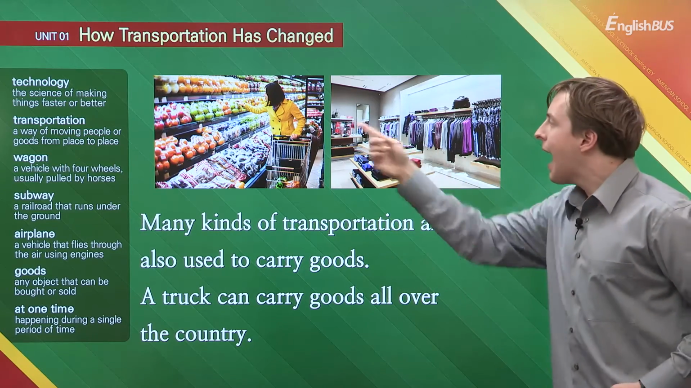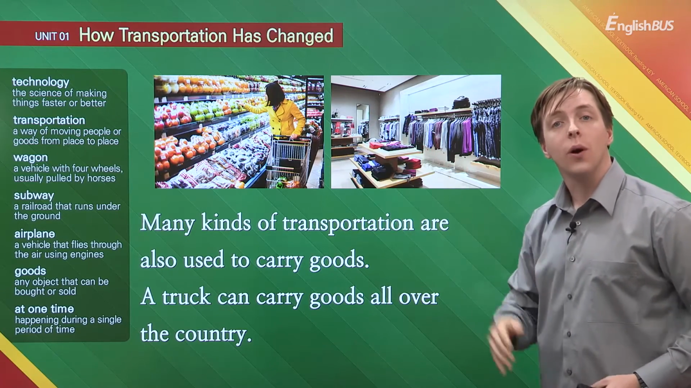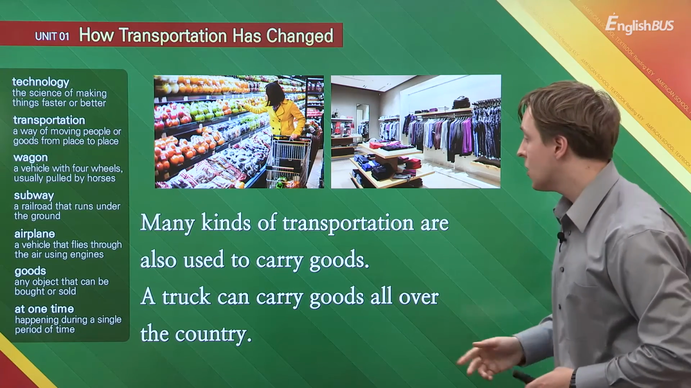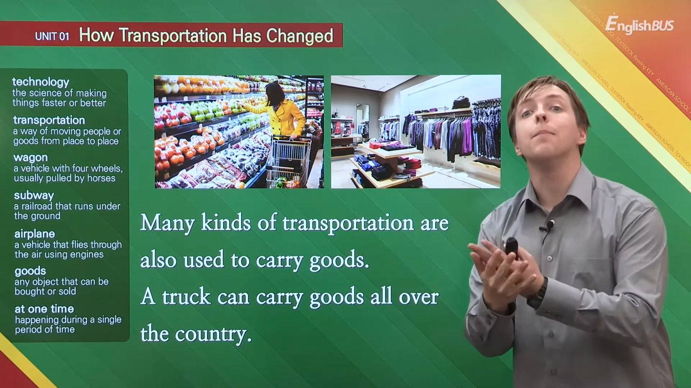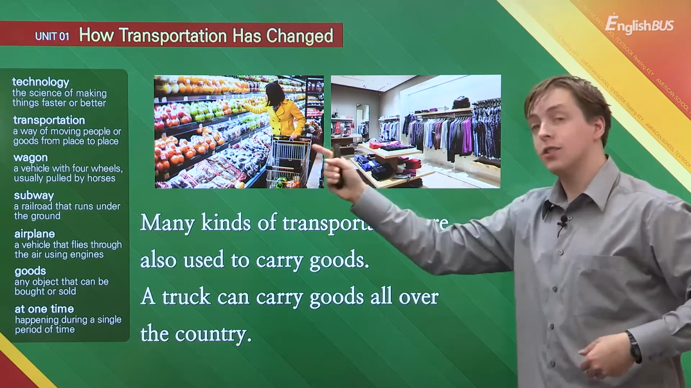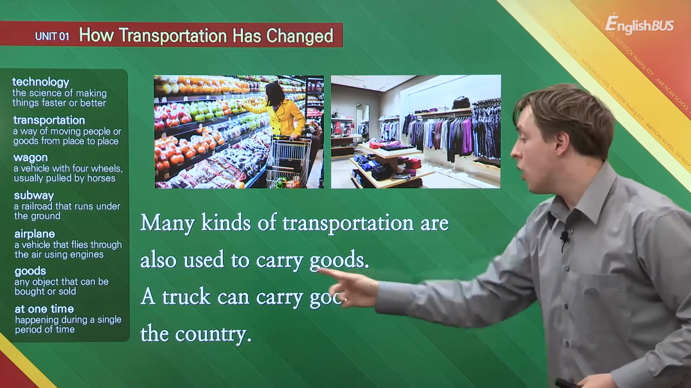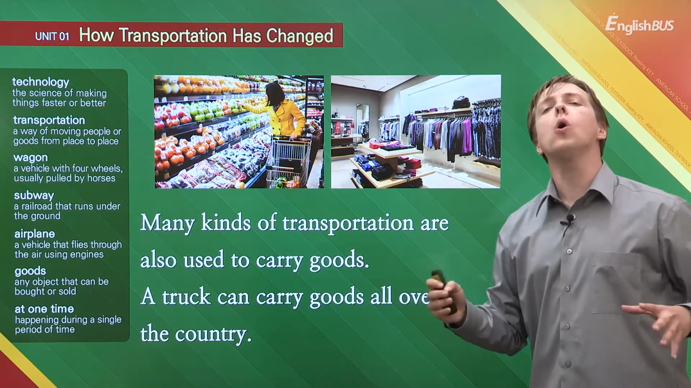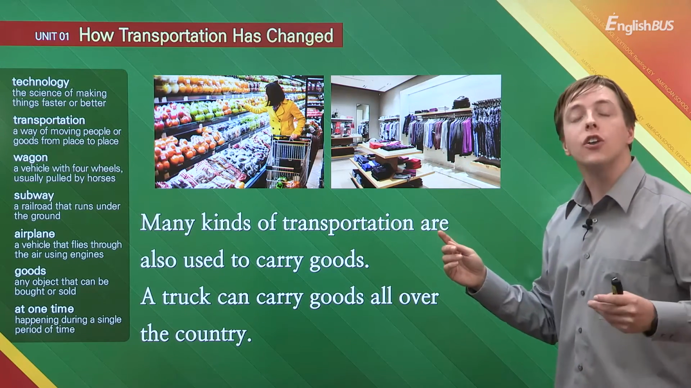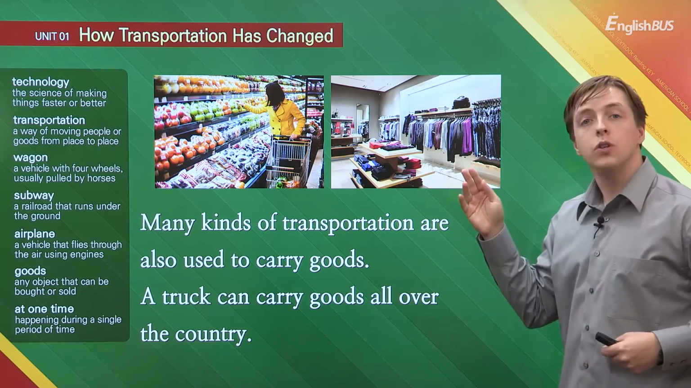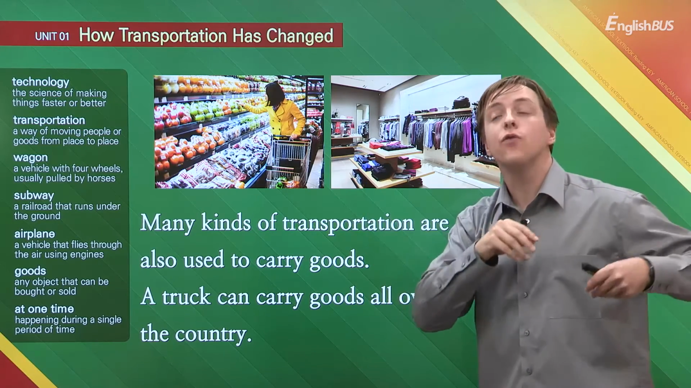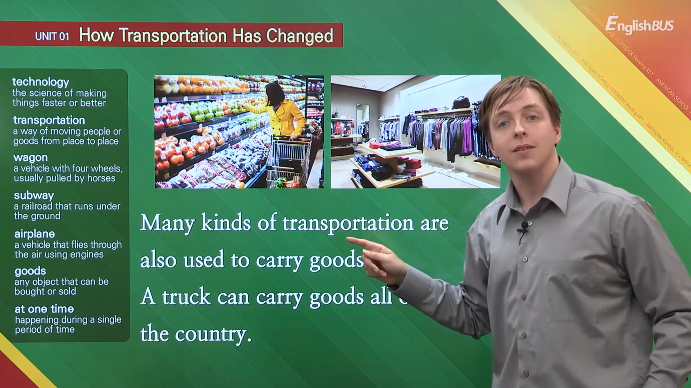But think about it. How did these get to their stores? Transportation had to take them there. So not just one kind, but many kinds of transportation are used to carry goods, like these. A truck can carry goods all over the country. So in this store, maybe a truck carried these clothes to this store. Or maybe a truck carried these fruits to this supermarket.